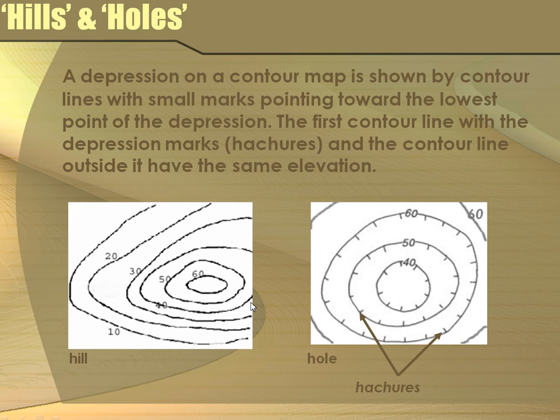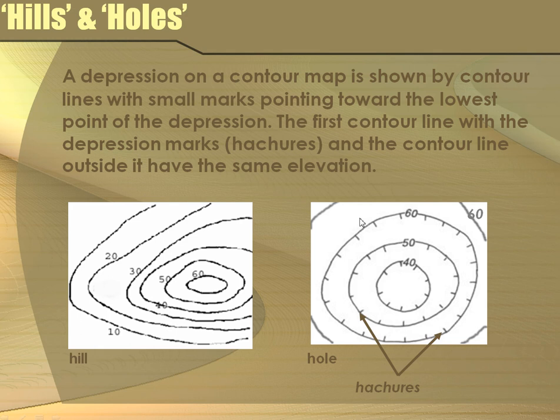Here, we have a hill. We've got circles within circles. If you look at it, it's 10, 20, 30, 40, 50, 60. Our elevation is increasing towards the top, this center. So this is a hill. Notice our contour interval is 10. We are counting by tens.